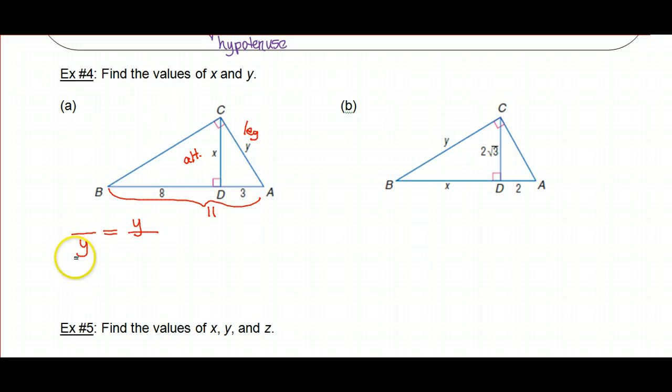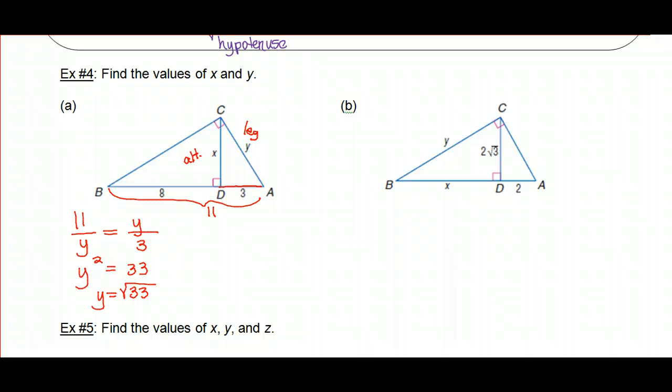The leg is the geometric mean of the hypotenuse. The whole thing is 11. And the segment adjacent to that leg is 3. Okay, so Danielle, we get y squared equals 33. And y is the square root of 33.